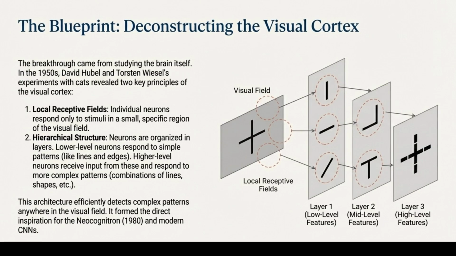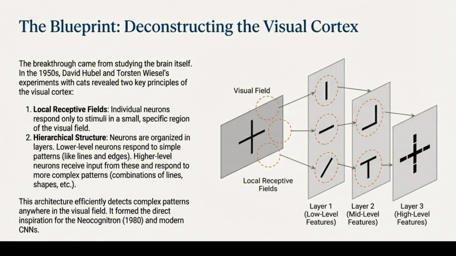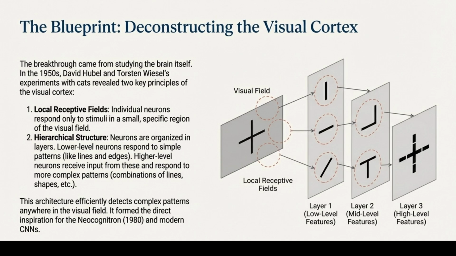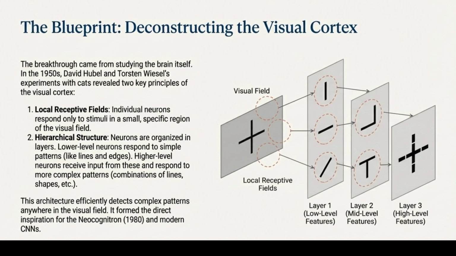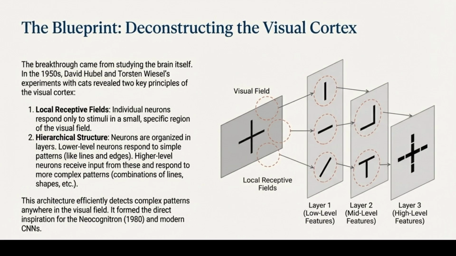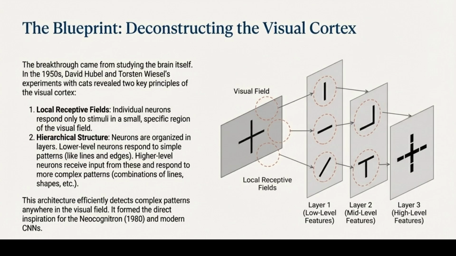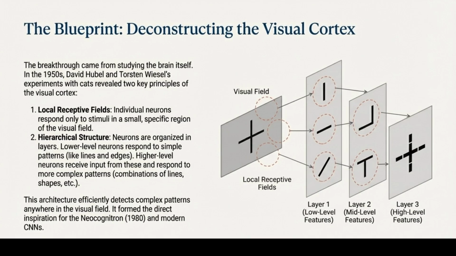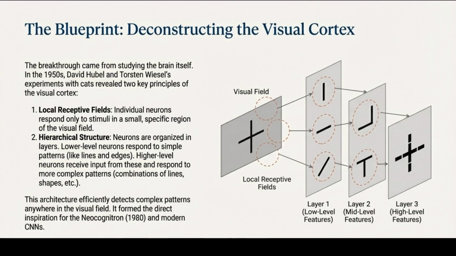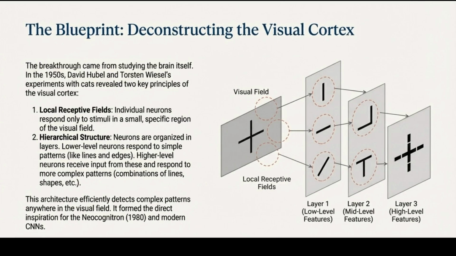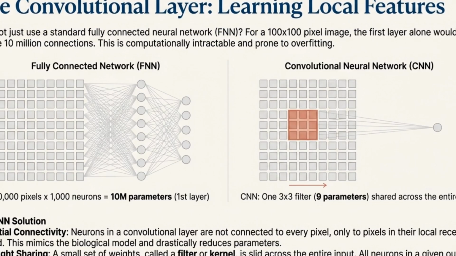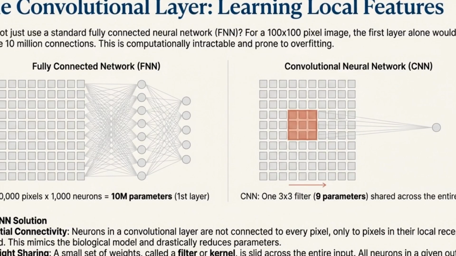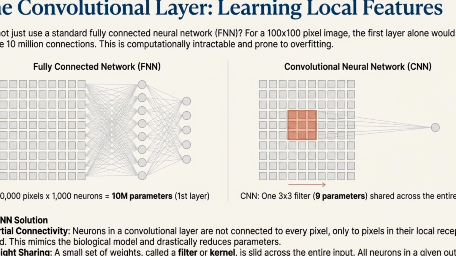This architecture is incredibly efficient because it allows us to detect complex patterns anywhere in the visual field using the same underlying detectors. This biological concept formed the direct inspiration for early networks like the neocognitron in 1980 and, ultimately, modern CNNs. When designing a system to process images, why not simply use a standard fully connected network, or FNN?